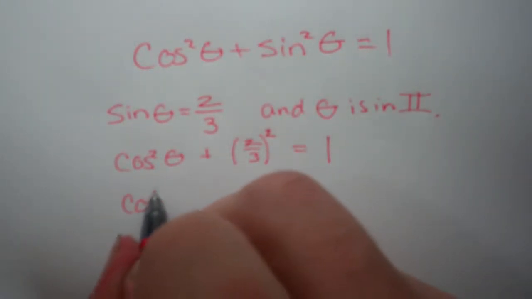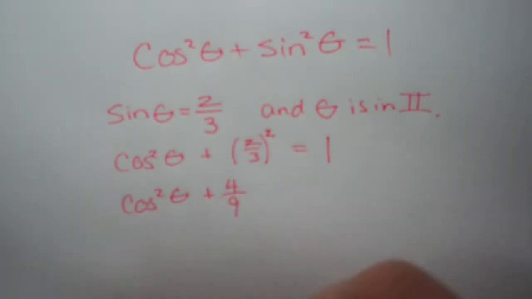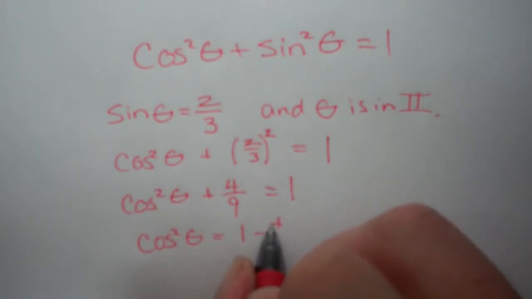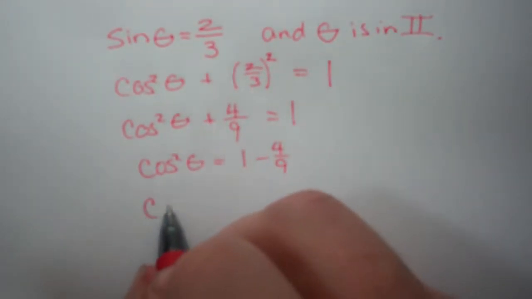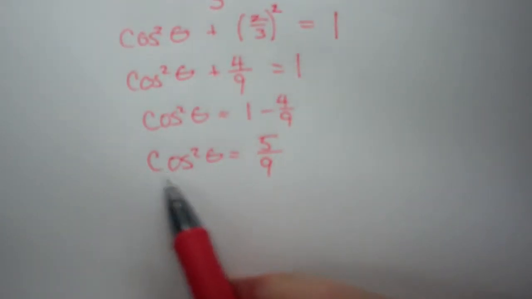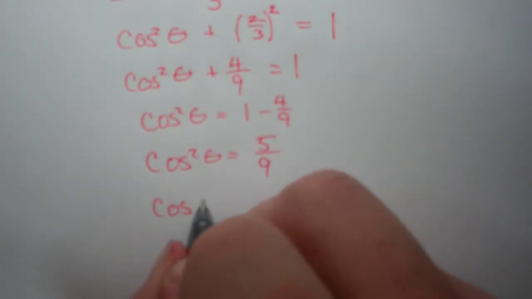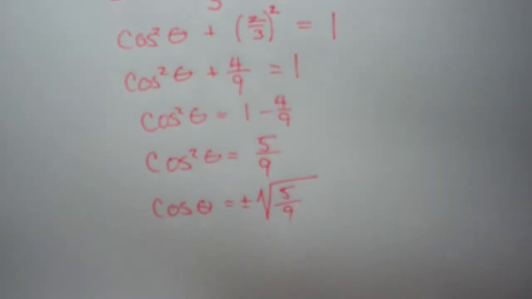So we have cosine squared theta plus 2/3 squared, which becomes 4/9, is equal to 1. Now we'll subtract 4/9 from both sides. Cosine squared theta is equal to 1 minus 4/9. With a common denominator, 1 is 9/9, and 9 minus 4 is 5. So cosine squared theta is equal to 5/9. How am I going to isolate this cosine? I'm going to take the square root of both sides. So cosine of theta is equal to plus or minus the square root of 5/9.